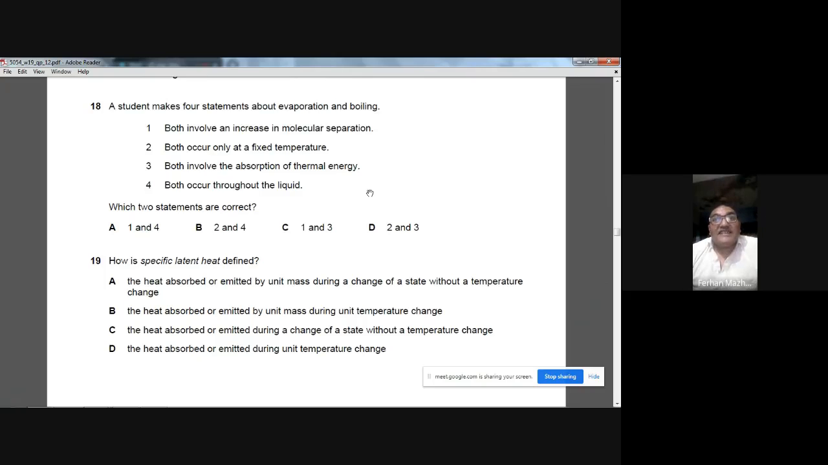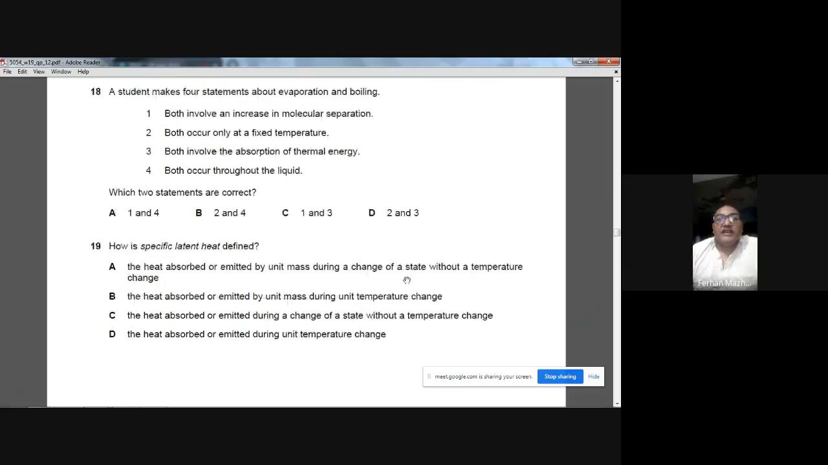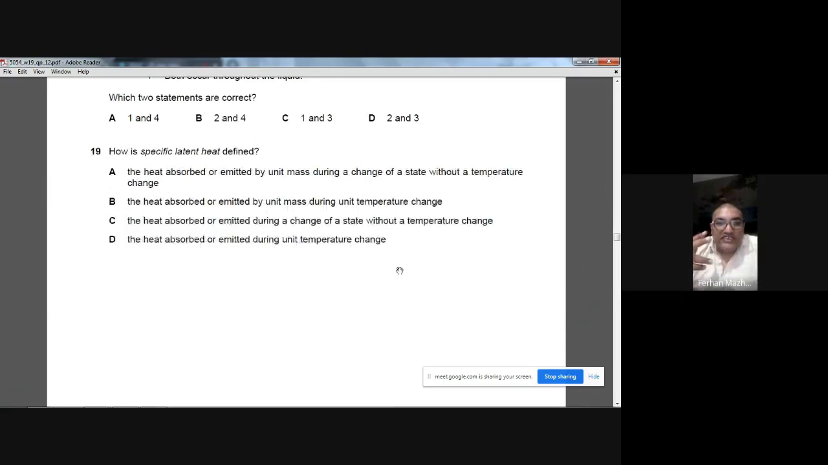I mean, the first and the third options both involve an increase in the molecular separation. That's true. And both involve the absorption of thermal energy. That's true, sir. So C is the option. You see, here I used a technique: I took out those that I knew were wrong, and then I came to the right option.